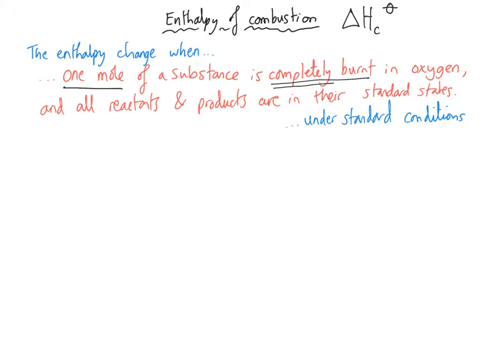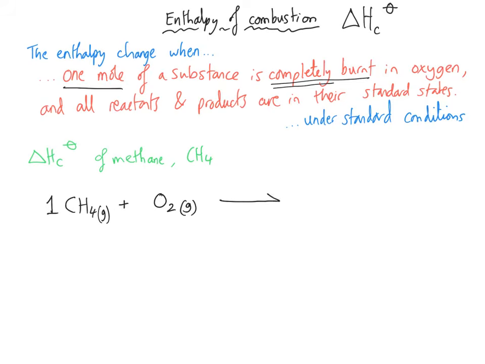In other words, we are not undergoing incomplete combustion. And so for the enthalpy change of combustion of methane, which has the chemical formula CH4, we are burning 1 mole of methane. So I'm going to put the 1 there, even though you wouldn't normally. And this burns in oxygen, so we need to have O2 in our equation as well, because oxygen is a diatomic gas. And then we're going to make the oxidation products. We're going to be burning these things.